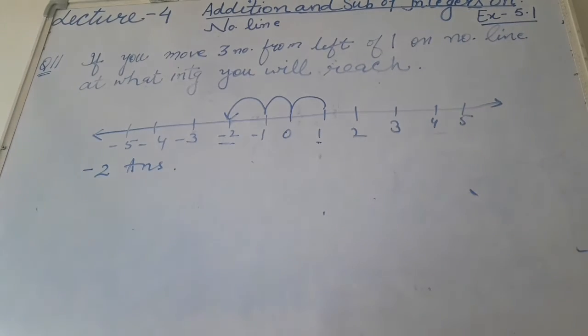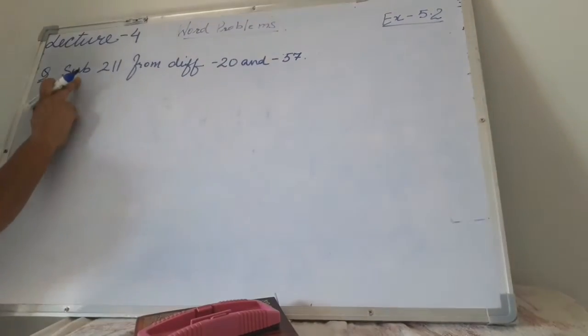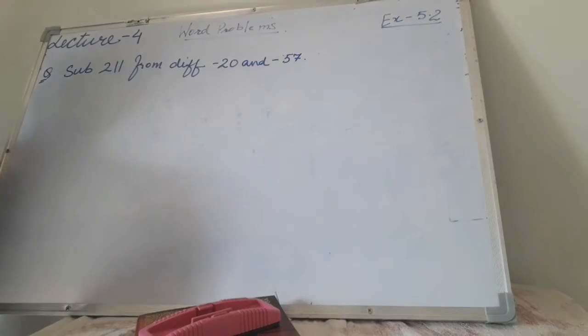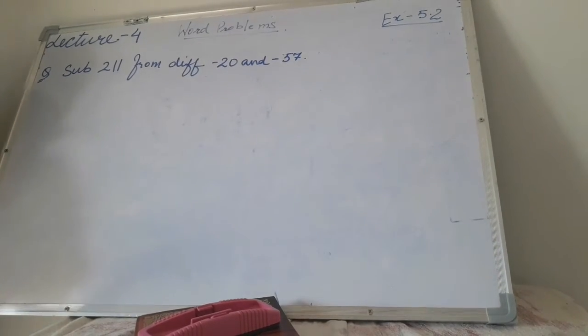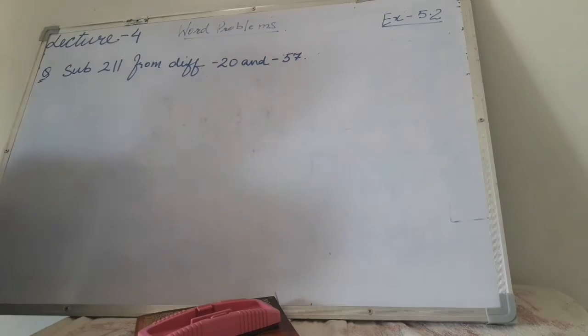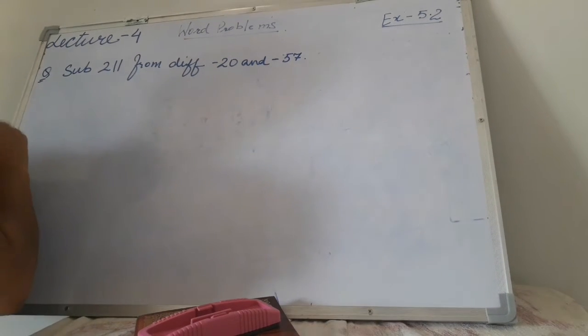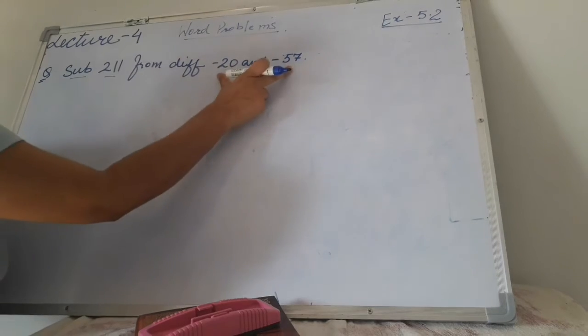Got it? Okay. Now suppose I am having a question: subtract 211 from the difference of minus 20 and minus 57. Students, don't get confused by the word problems. Just read them carefully and definitely you will get the solution of your question. My question is subtract 211 from the difference, that is I have to subtract 211 from their difference.